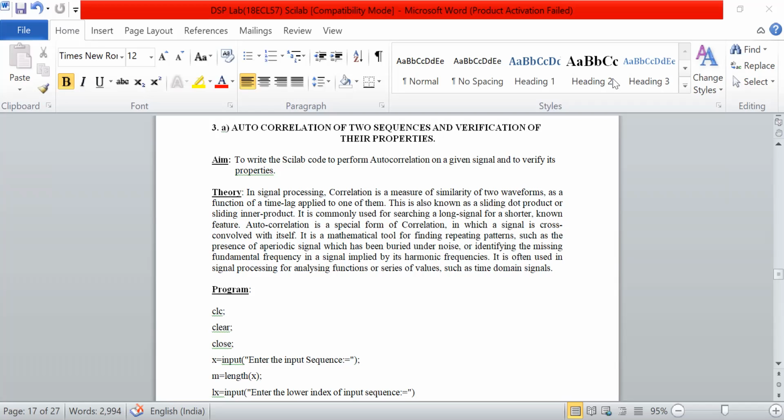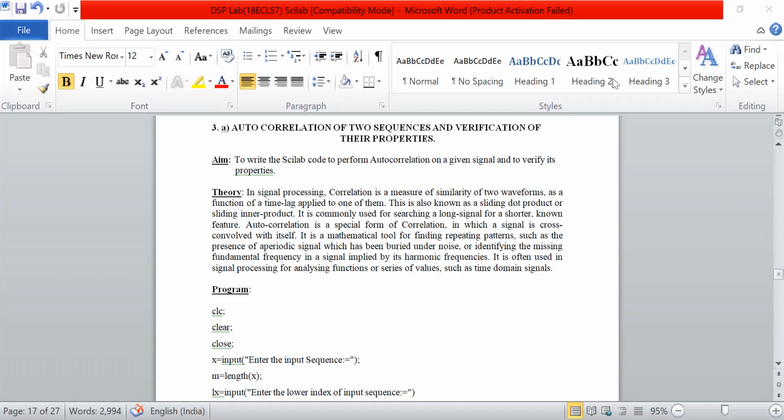Next is the theory related to this. In signal processing, what the correlation means, or in general what the correlation is. Correlation is a measure of similarity of two waveforms. We need to find out the similarity between the two waveforms as a function of time lag applied to one of them. Then this is the definition for correlation.